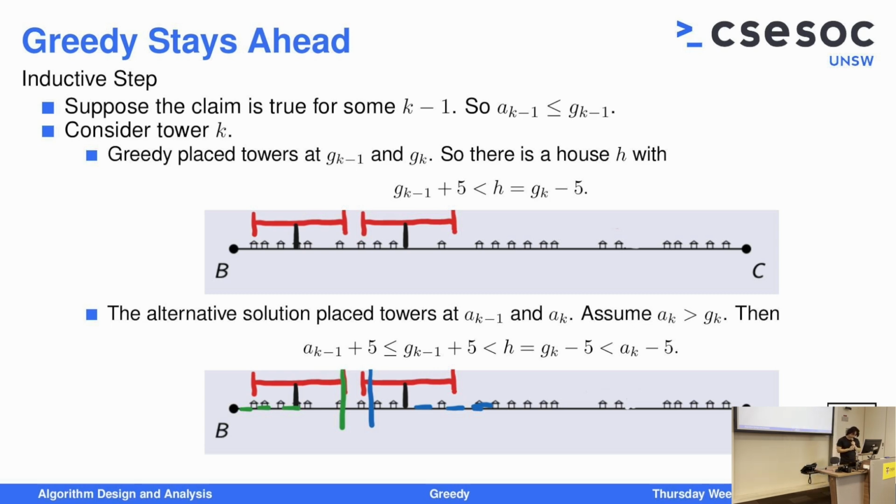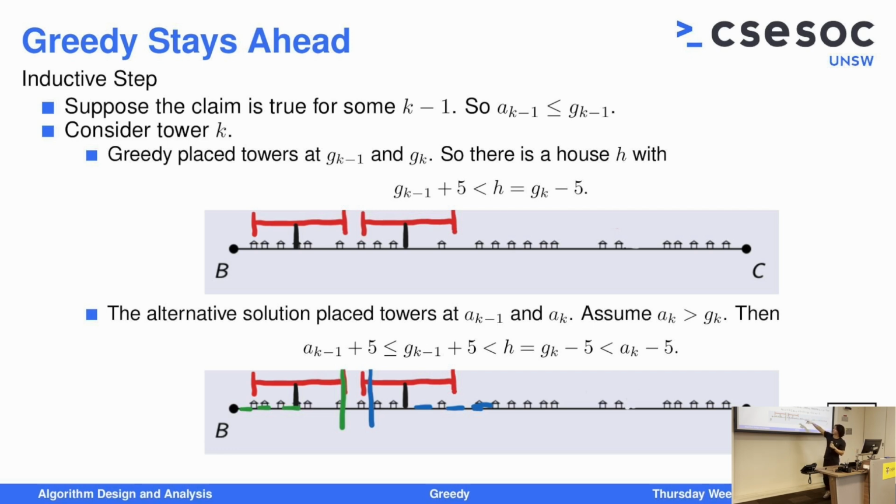The alternative solution places towers at a_{k-1} and a_k. Now, here's our assumption. This is really important. Assume that a_k is greater than g_k. Then a_{k-1} + 5 is less than or equal to g_{k-1}.